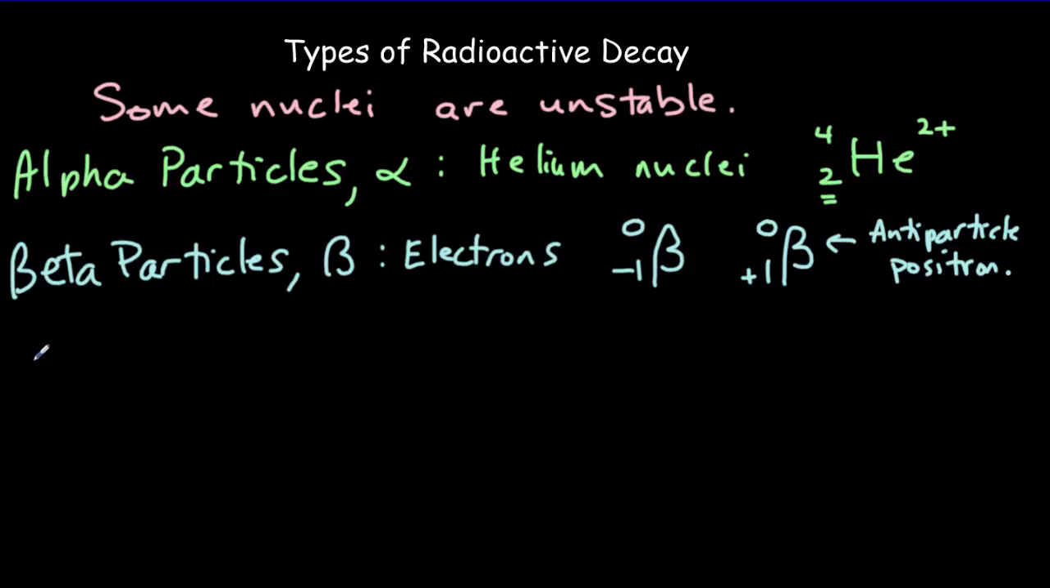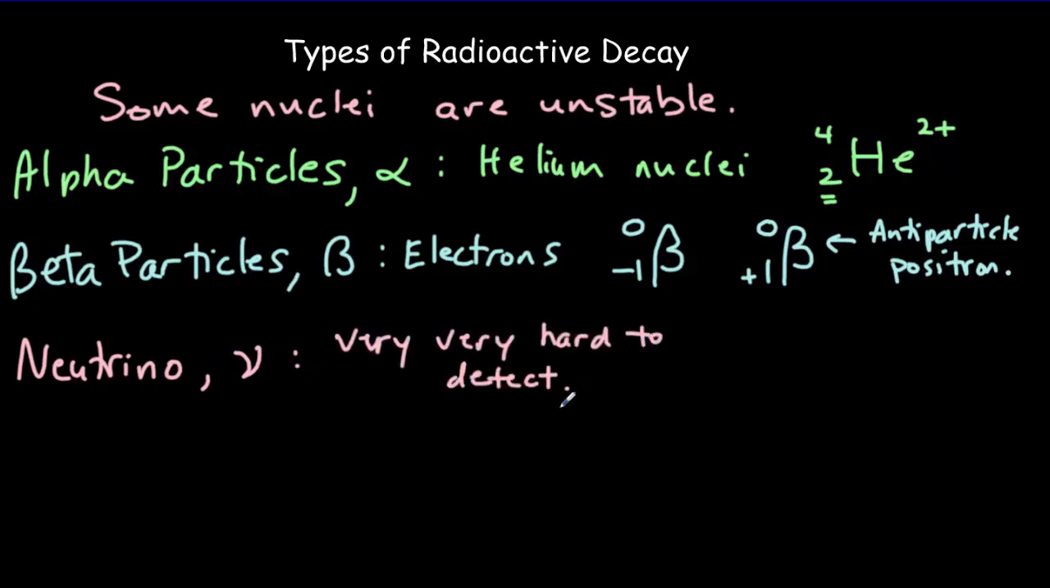Now, sometimes something called a neutrino is emitted, and we usually give it this Greek letter here. These neutrinos are very, very hard to detect. In fact, they were predicted about 30 years before they were actually detected. The reason they're so hard to detect is that they don't have any charge and they have almost no mass. They just pass through the universe like it wasn't even there. And it turns out antineutrinos are also produced.